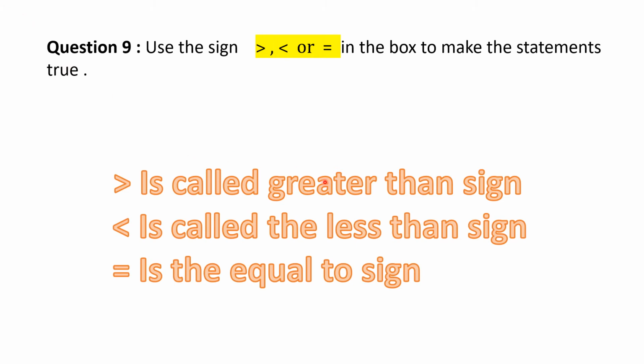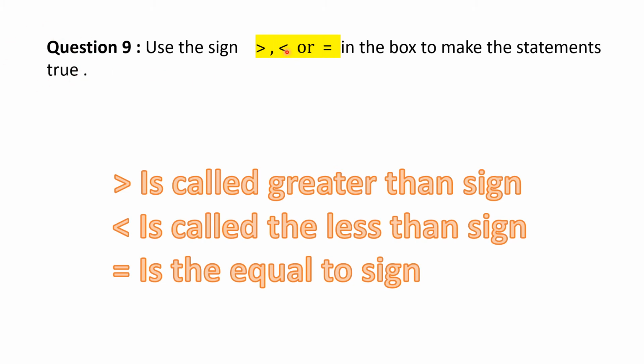As you can see, question number 9, let's read. Use the sign greater than, less than, or equal to in the box to make the statements true. Now when you look at the question, you can see that there are two sides to the question and there are boxes in the middle of each question, and we need to substitute these signs inside the boxes in order to make the statements true. Okay, so we have to make the statements correct.